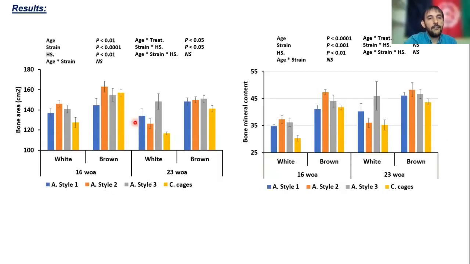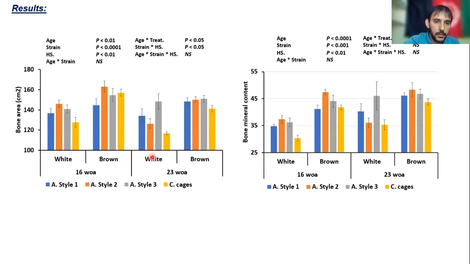So to have a closer look at the musculoskeletal system, we find that the DEXA analysis results show that the white birds, particularly those in conventional cages, had a lower bone area at 16 weeks of age as well as at 23 weeks of age. Furthermore, these white birds in conventional cages had a lower bone mineral content at 16 weeks and at 23 weeks of age. These birds had a higher egg production, higher steroidal concentration, higher body weight, as well as higher fat deposition.